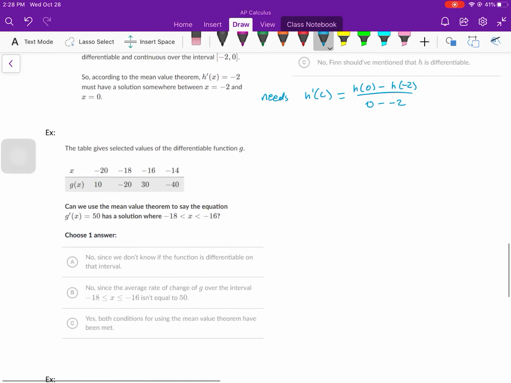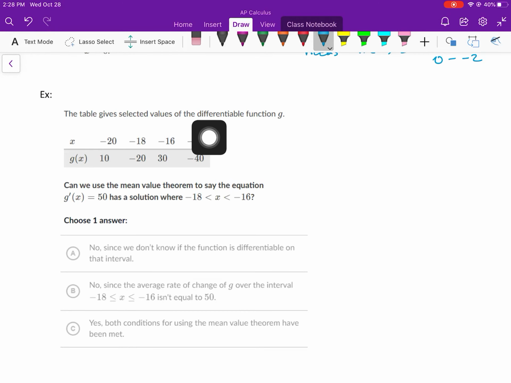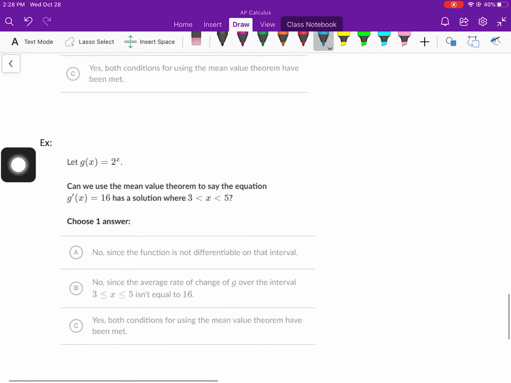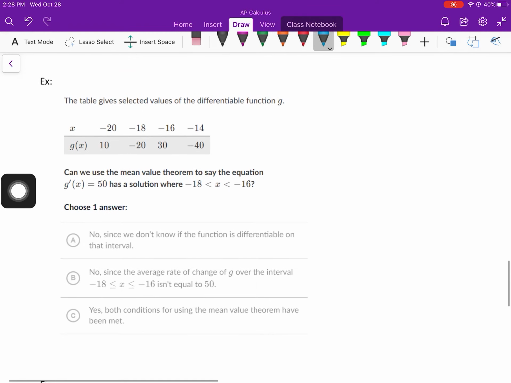Okay, for the next one, we're going to go ahead and justify it. So the table gives us a differentiable function g. Make sure it's differentiable. You know, right here, if they gave you the table and they didn't establish this differentiability, we can't assume that the function's differentiable or continuous. It has to be told. But since it's differentiable, it covers the continuity, so we're good.